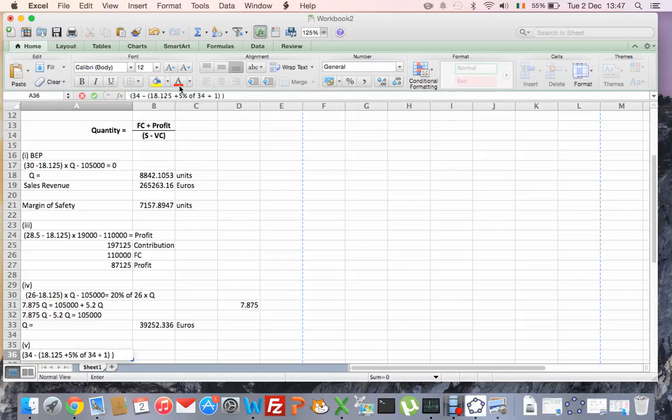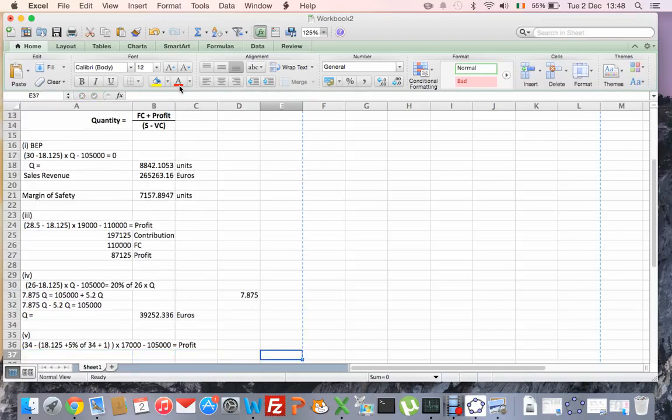So all of that is our contribution. Multiply that by the quantity. The quantity is going to be 17,000. Now no change in fixed costs, so it's 105. And that gives us an answer of our profit. Okay.